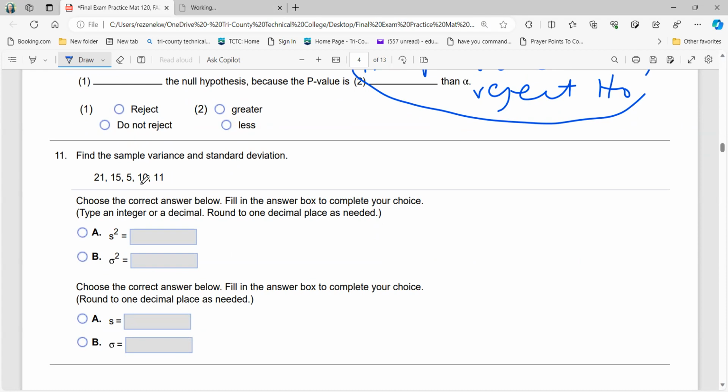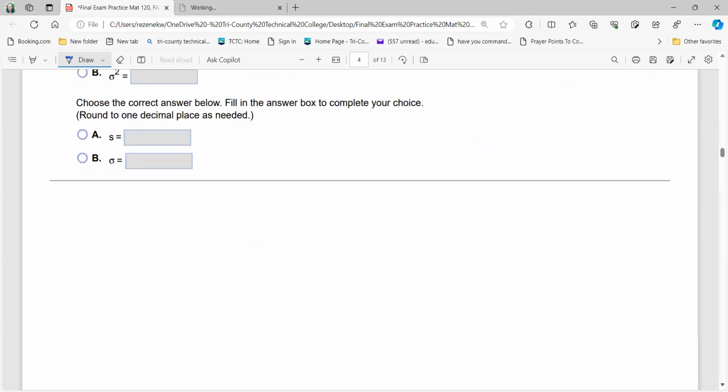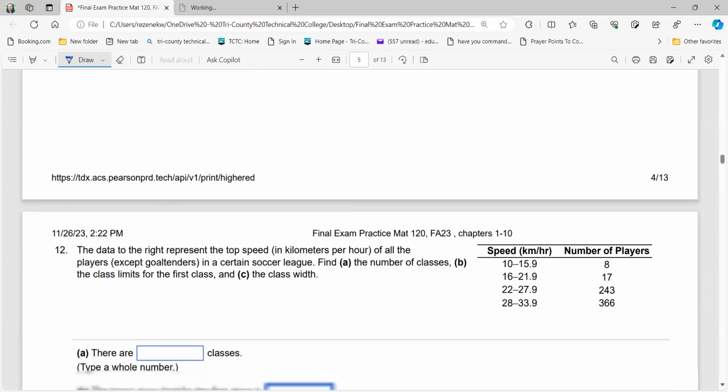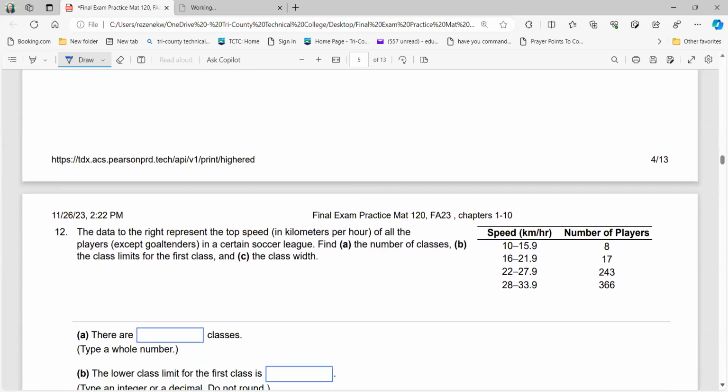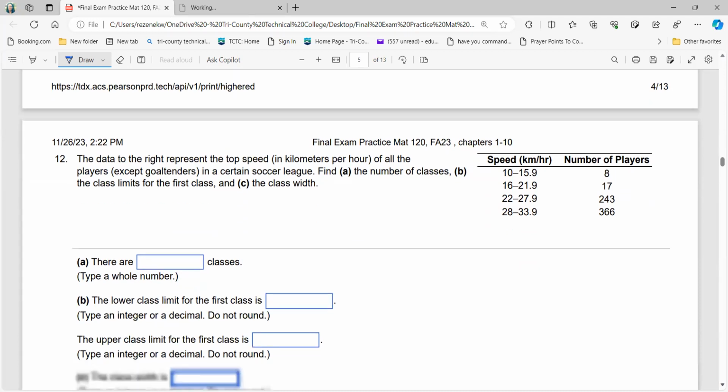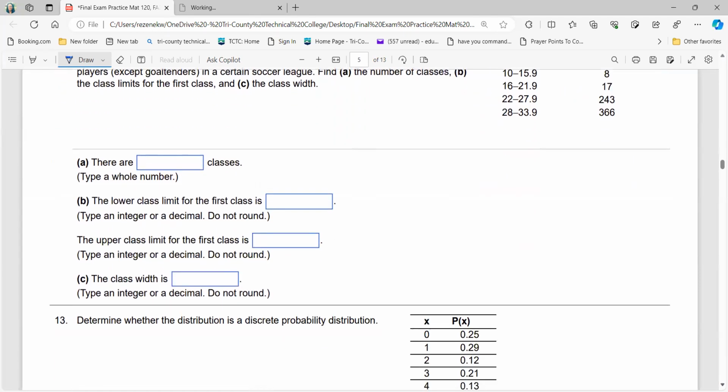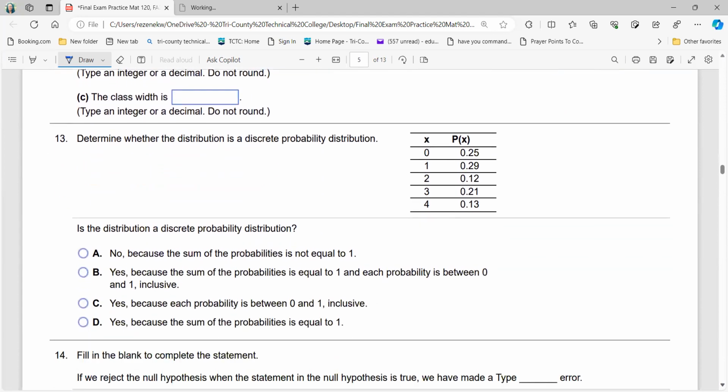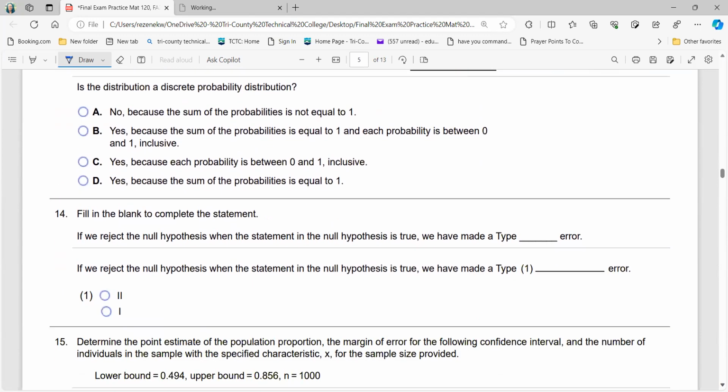All right, this is number 11. It says find the sample variance. I believe that everybody can do that. Sample variance and sample standard deviation. I know you should be able to do that. All right. Data on the right. What is this talking about? Find the number of classes. Oh, this is histogram. You should be able to do this one. I think I have touched every unit, every section.